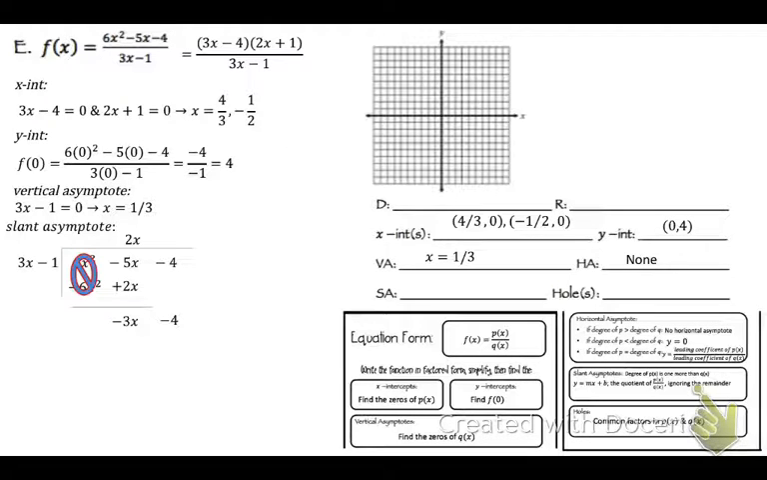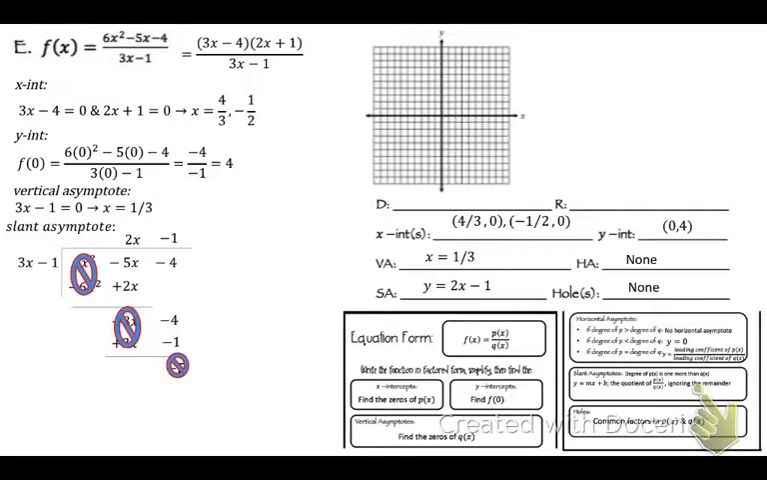And then again, divide first with first. -3x divided by 3x is -1. Then multiply, change those signs, and you're left with -5, but we ignore the remainder. My slant asymptote is y equals 2x minus 1. And there are no holes here because nothing canceled.